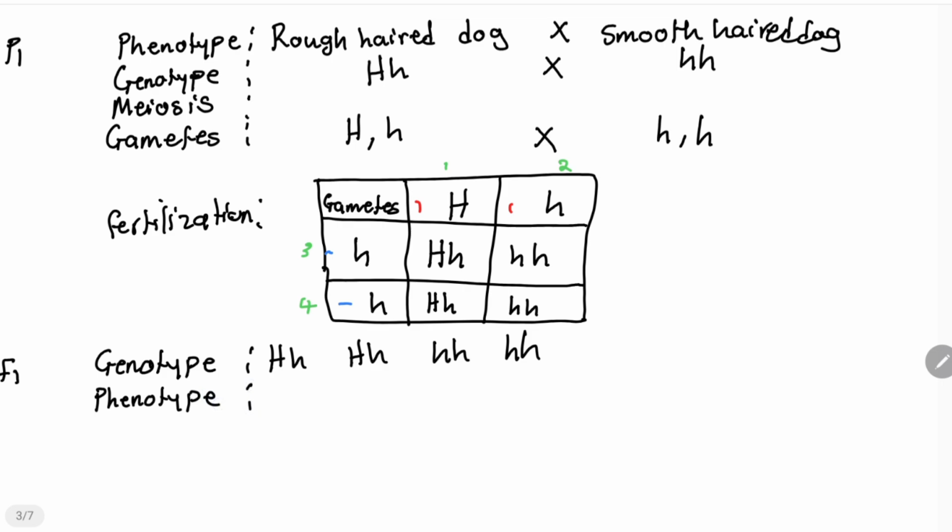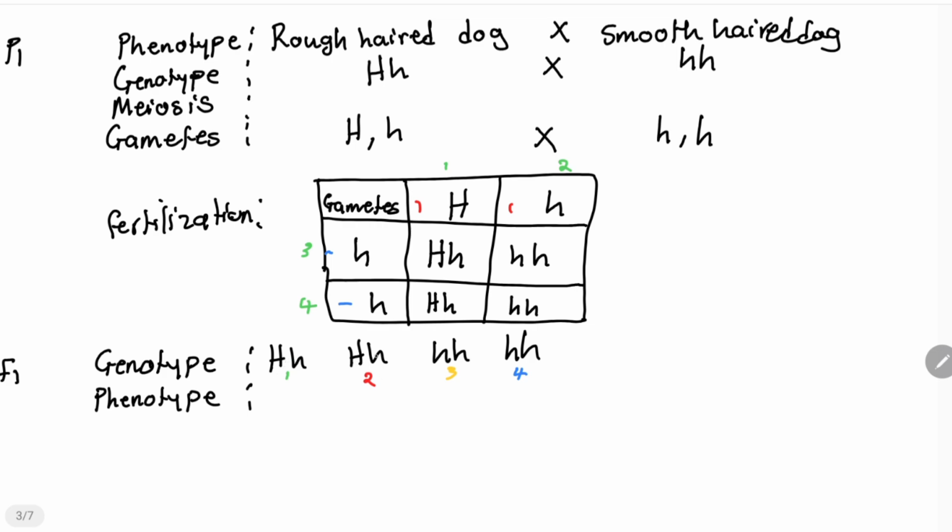Right? So let's look at these individuals: individual 1, individual 2, individual 3, and individual number 4. Let's try to come up with the phenotypes for all these individuals. So individual 1, we have capital letter H and small letter h. Now this genotype is in a heterozygous condition. This tells us that the capital letter here is going to win. So the phenotype of this dog is going to be rough-haired.